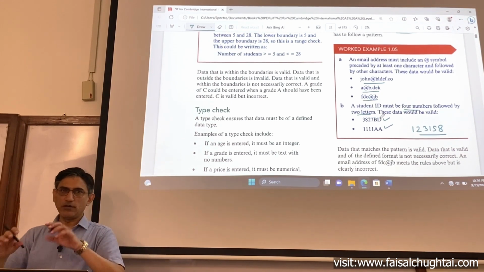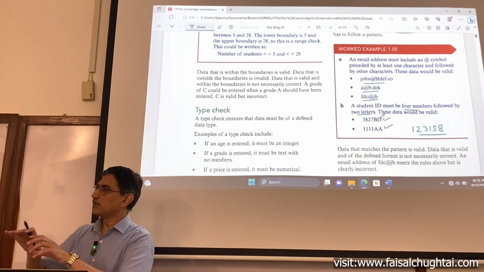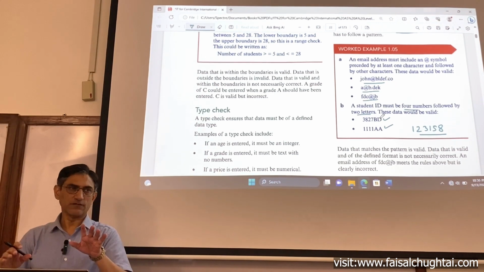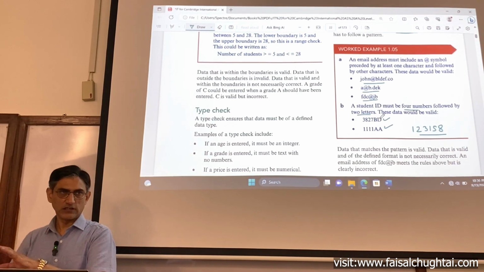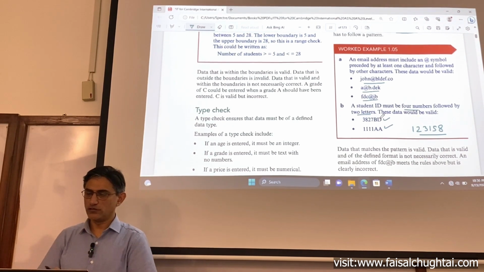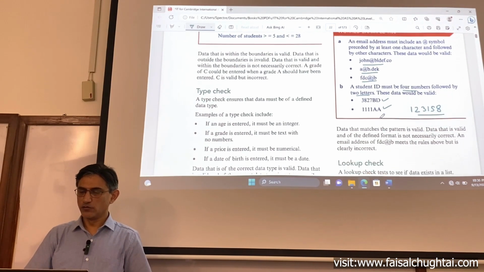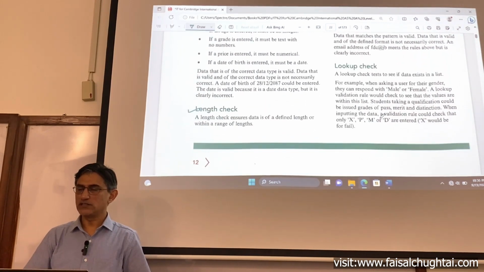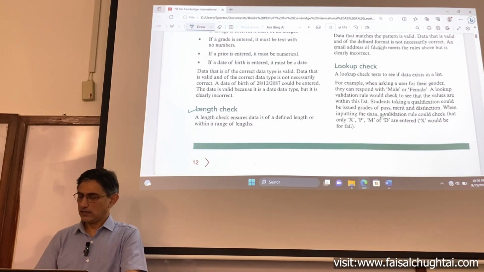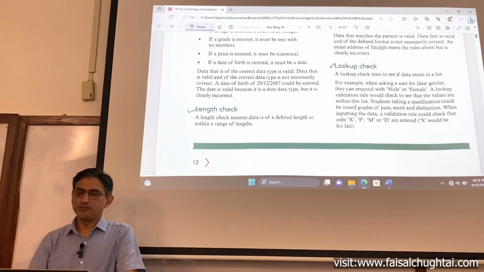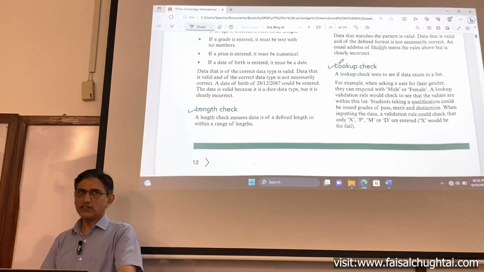Usually when you are typing data into the computer and a certain format is required, it is specified so that the user is guided about the format in which the data is to be entered. And if you do not follow the format, then of course the computer would produce an error message because there is a validation check or validation rule in place. Next is lookup check. A very simple check.